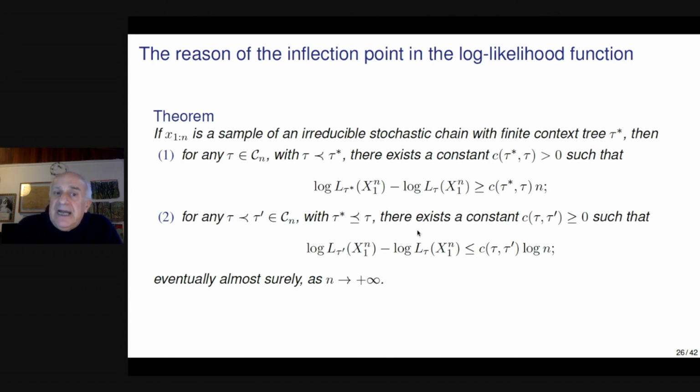But after we cross tau star, for two trees which are bigger than tau star, so tau star is smaller than tau, that is, tau is bigger than tau prime, then the difference in log likelihood is bounded above by logarithm of n. So this explains the figure.